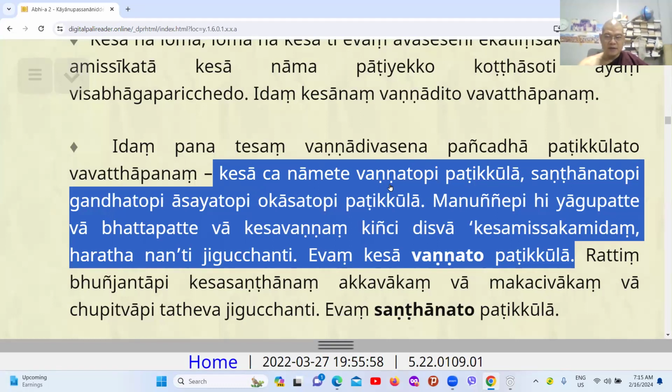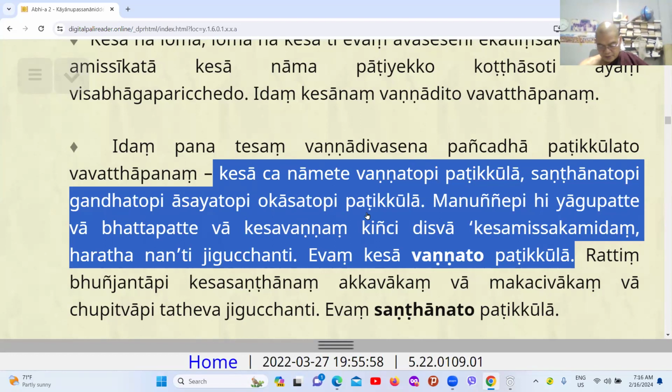Vannatopi particular, it is discussed as color. The color of the kesa is discussed as particularly repulsive. Gandhatopi, the smell of the kesa is also repulsive or disgusting. Sayatopi, the place where the kesa comes from is also disgusting. Okasatopi, the direction of the kesa is also disgusting.